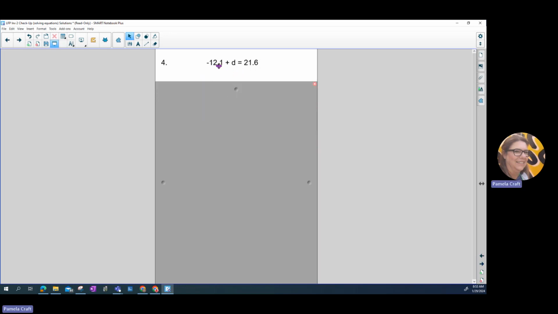Number 4, negative 12.1 plus D is equal to 21.6. We are adding a negative 12.1 to that D. Even though that negative comes first, we are adding it. But we need to get rid of a negative 12.1. To do that, we're going to add 12.1. And if we do it on the left, we do the same thing on the right. These will turn into a 0. And D will be equal to 33.7.